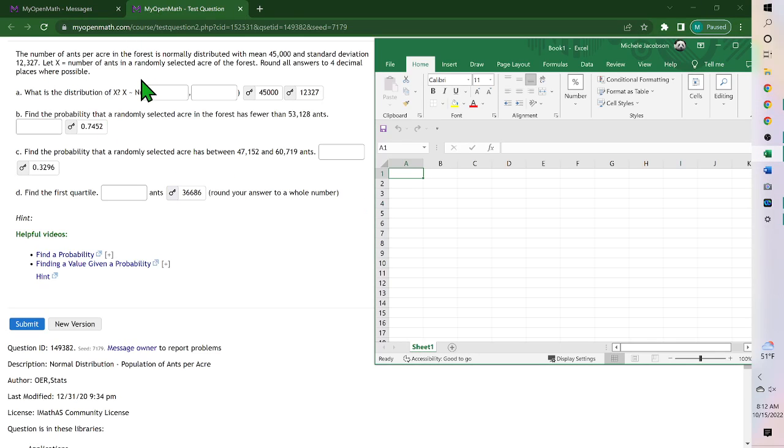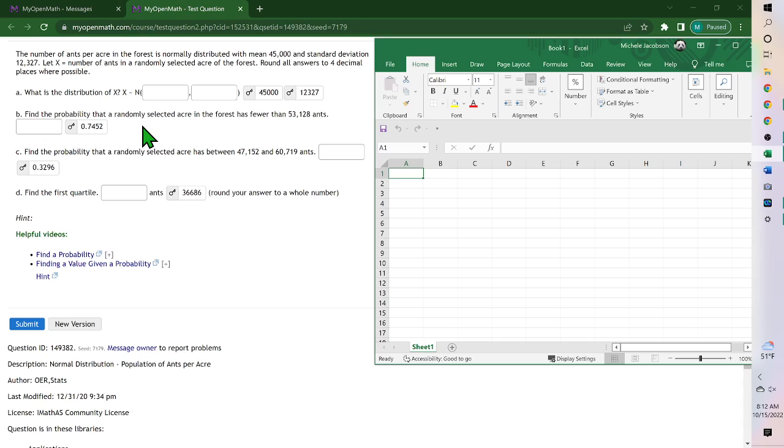The number of ants per acre in the forest is normally distributed with a mean of 45,000 and a standard deviation of 12,327. This distribution, with the capital X, just wants your mean and your standard deviation.